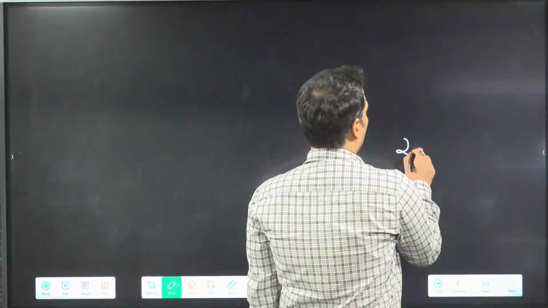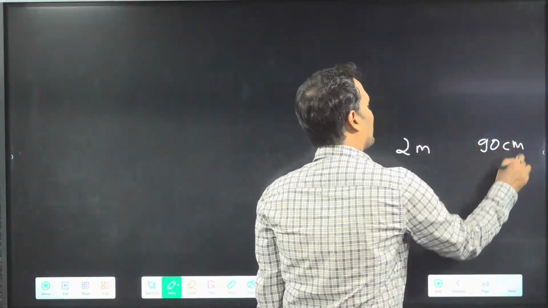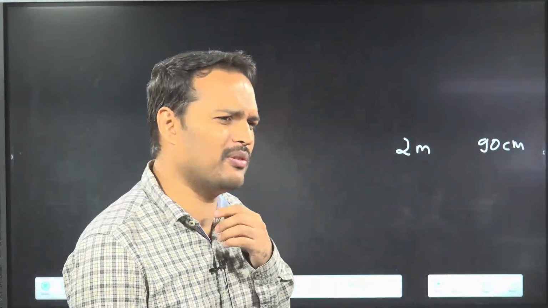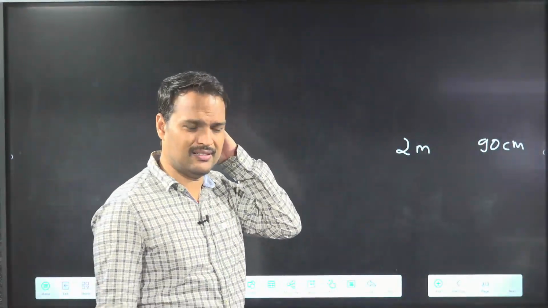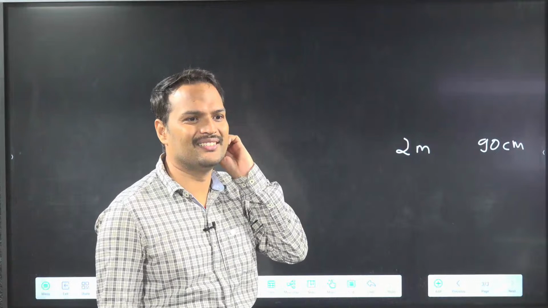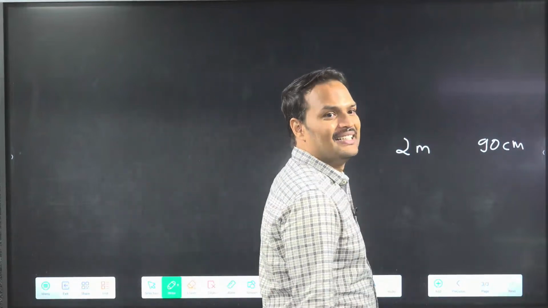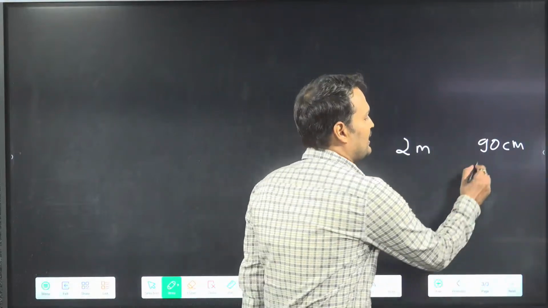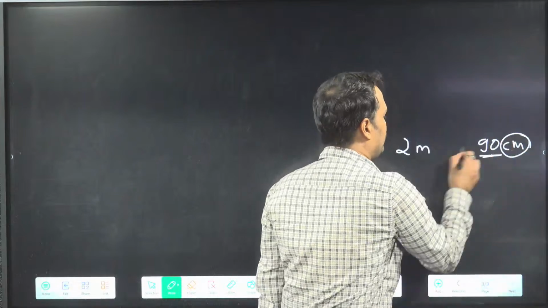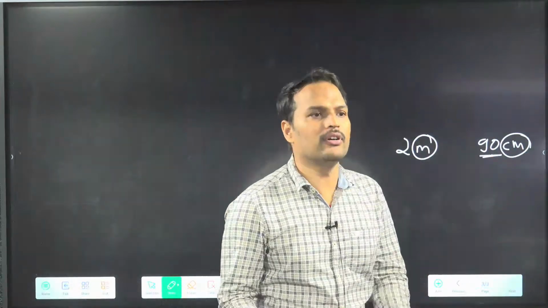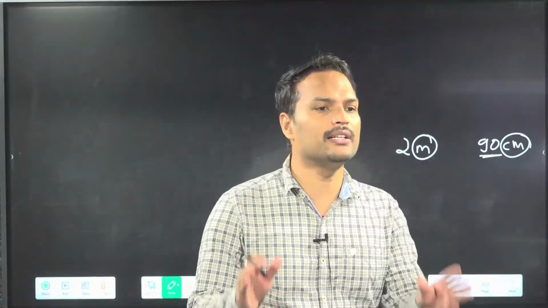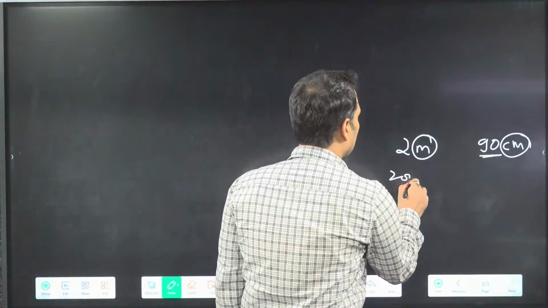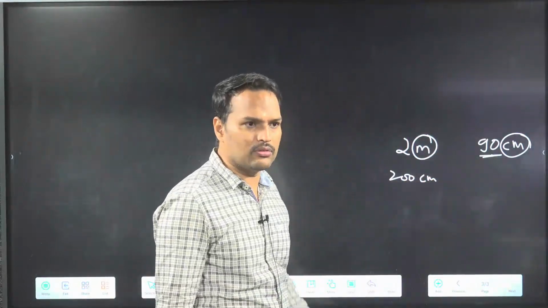See, if I ask you 2 meter and 90 centimeter, which one is bigger? Hey Swati, okay? So don't say, sir, 90 is big. Who will check the units? Before comparing, you should keep the unit the same. Keshav, 2 meter means 200 centimeter. So this is the logic.